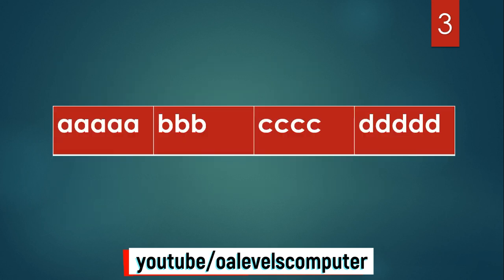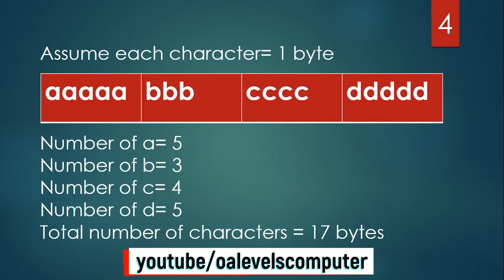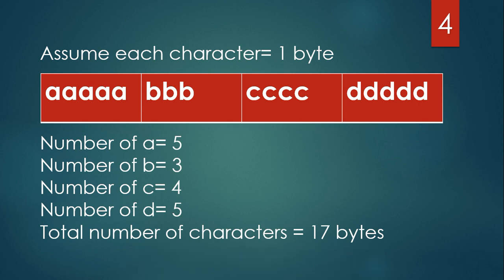In this case, you can see that there are characters which are repeated. Let's count the number of characters: A is 5, B is 3, and you may count the number of C's and the number of D's. Let's assume that each character consumes 1 byte. So altogether these characters are consuming 17 bytes.